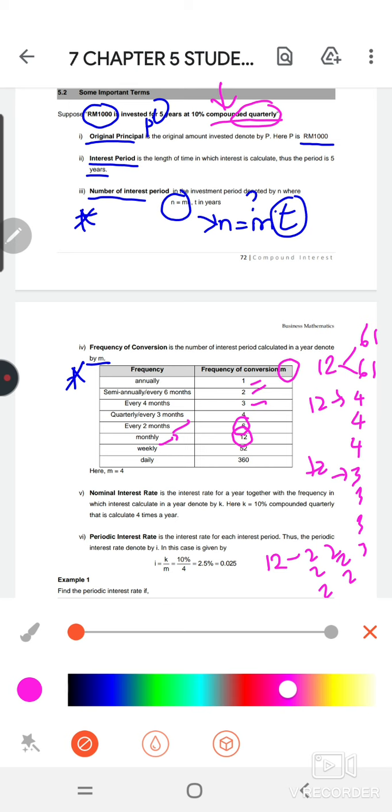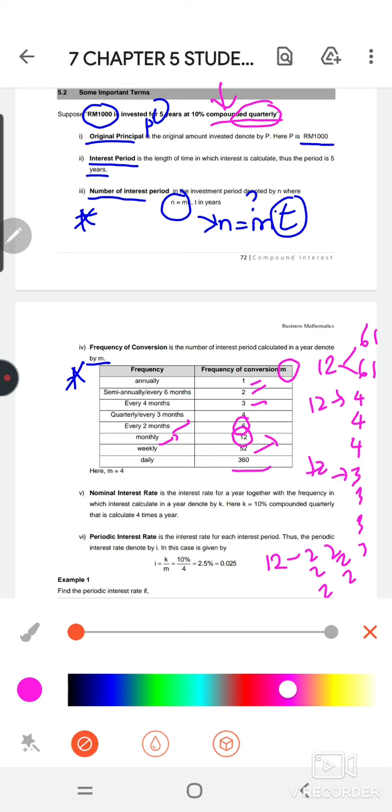And then weekly. Weekly setiap minggu. Weekly means 52. Sebab kita memang ada 52 minggu dalam setahun. And then last one, daily. Daily maksudnya setiap hari. So we have 360 days per year. Okay, so yang ni awak boleh hafal. Dan tak hafal pun tak apa, awak kena fahamkan.